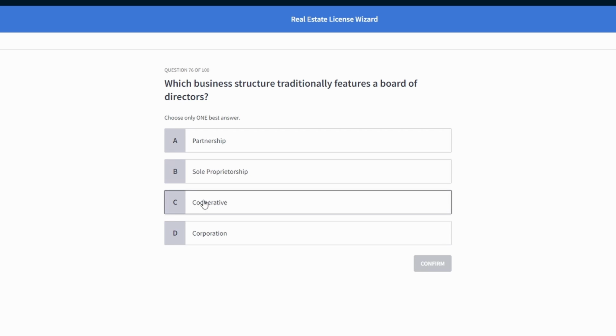But next one, 76. Which business structure traditionally features a board of directors? Is it A, partnership, B, sole proprietorship, C, cooperative, or D, corporation? So take some time and think about that one.